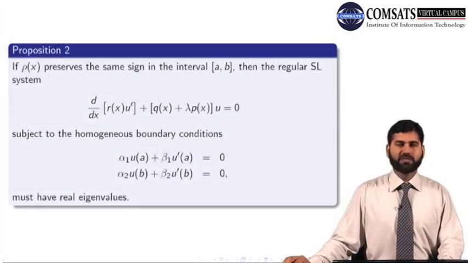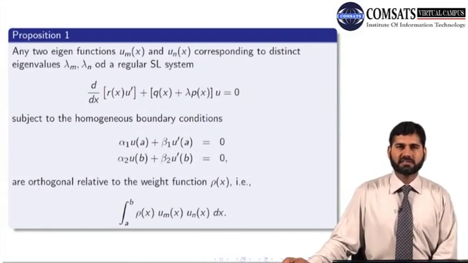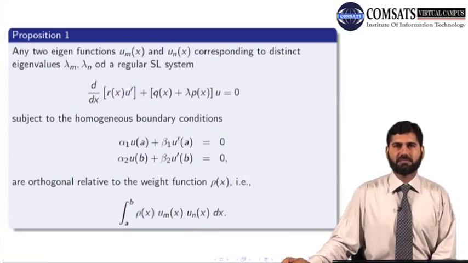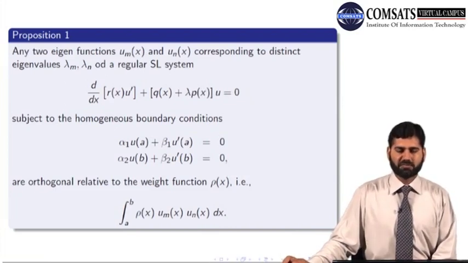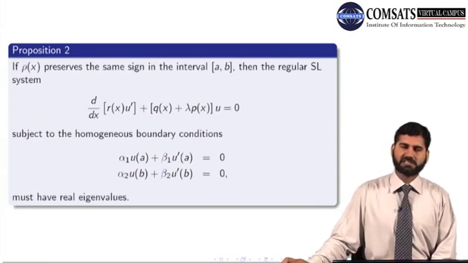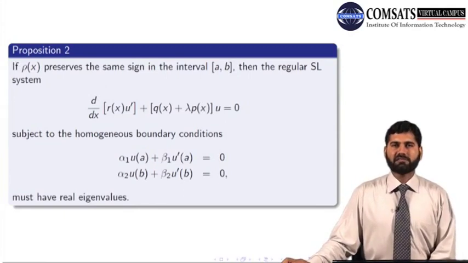So we have proved these two propositions. One is that eigenfunctions corresponding to the distinct eigenvalues of the regular Sturm-Liouville problem are orthogonal with respect to the weight function rho of x. And the second proposition that we proved is that if rho x preserves the same sign, whether it's positive or negative doesn't matter, then the eigenvalues of the regular SL problem must be real eigenvalues. All right, so these two were the propositions.